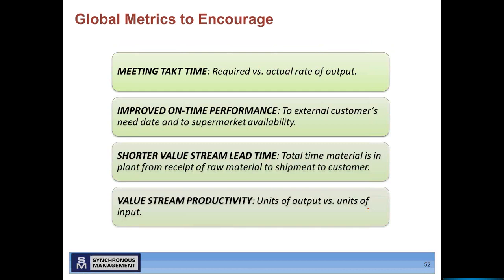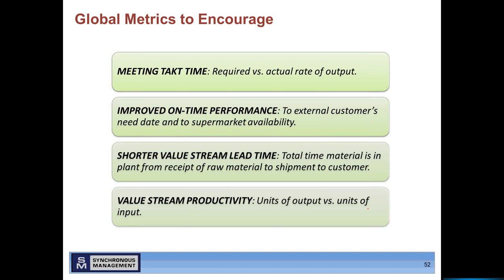I think you want to be looking at things like, am I meeting takt time? In other words, there's a rate of output that was needed. Did I get it? Okay? Did I get the rate at which I should have been producing? By department, by value stream, by resource. Am I getting more of my goods on time? Either the customer's need date, external customer need date, or availability in a supermarket. What really matters is the supermarket, did it run out? Okay? If the supermarket never runs out, you're 100% on time.